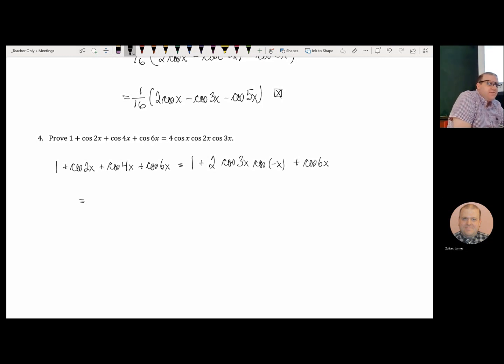Addition is associative and commutative. I'm going to group 1 plus cosine of 6x together. Cosine is even, so cosine of x is cosine of negative x. Right now we have the quantity of 1 plus cosine of 6x plus 2 cosine of x cosine of 3x.